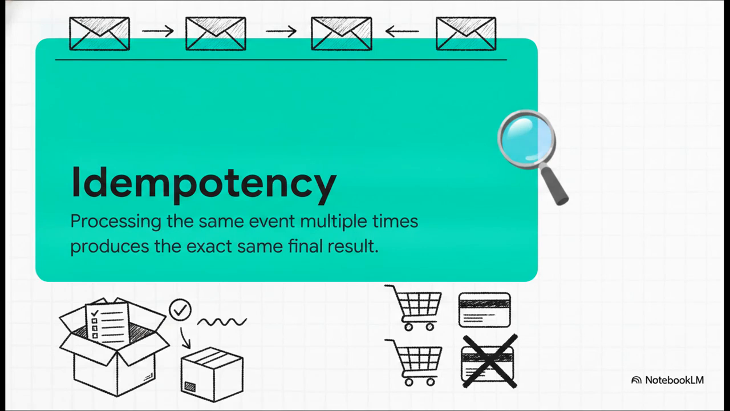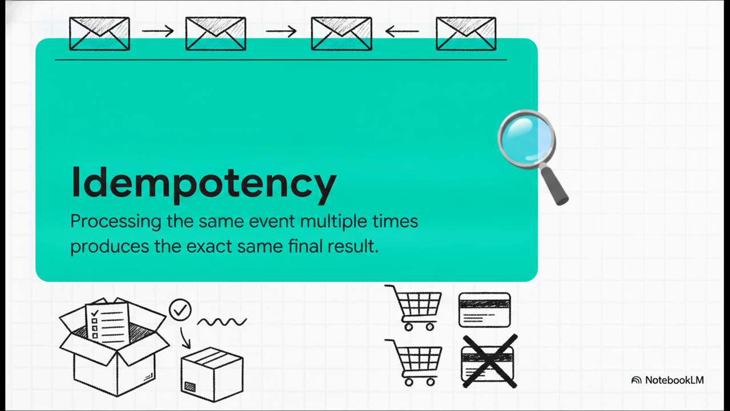To handle this, we absolutely must embrace idempotency on the receiving end. Idempotency is a fancy word, but it simply means that processing the exact same event multiple times produces the exact same result. For instance, the inventory service can use what's called an inbox pattern. It essentially keeps a record of every event ID it has already processed. When a new event arrives, it checks the inbox. If that unique event ID is already sitting in there, it just ignores it. It knows it's a duplicate.